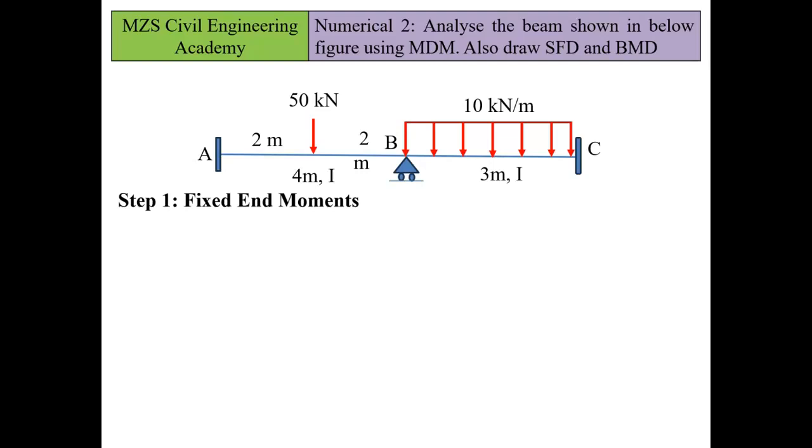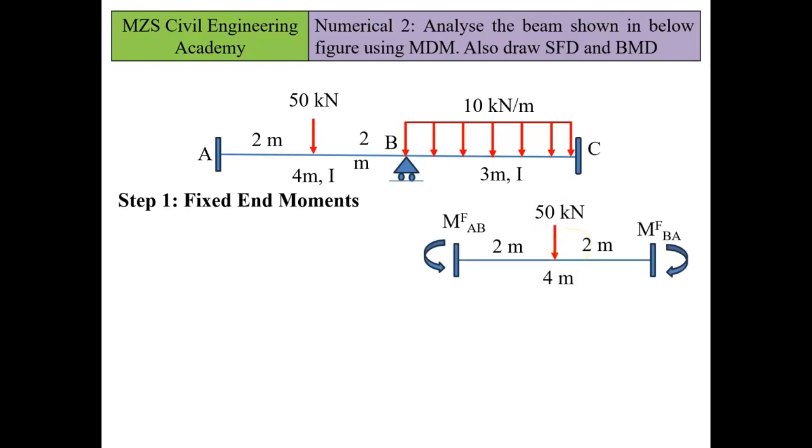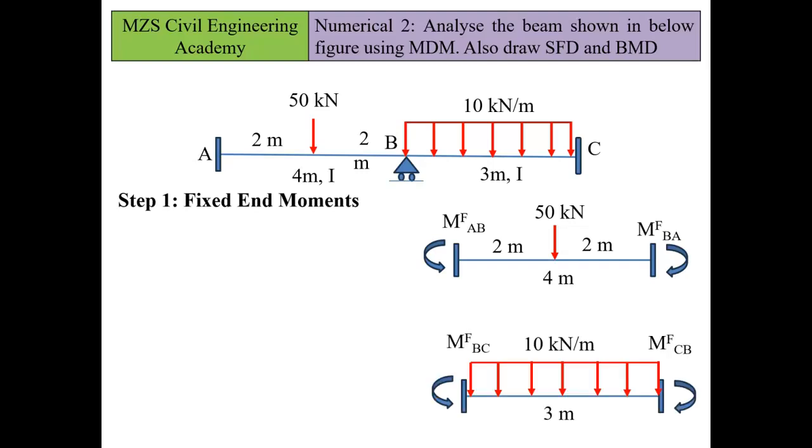For this, we'll assume that the ends are locked, and that's why we can analyze the beam as two standard cases. The span AB fixed at the ends and subjected to a point load at the mid span, and the second span BC fixed at the ends and subjected to UDL for the entire span.